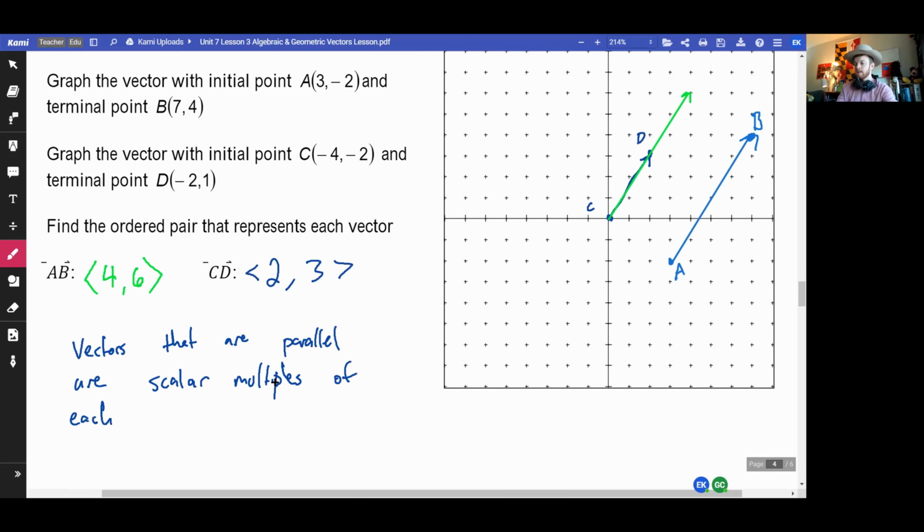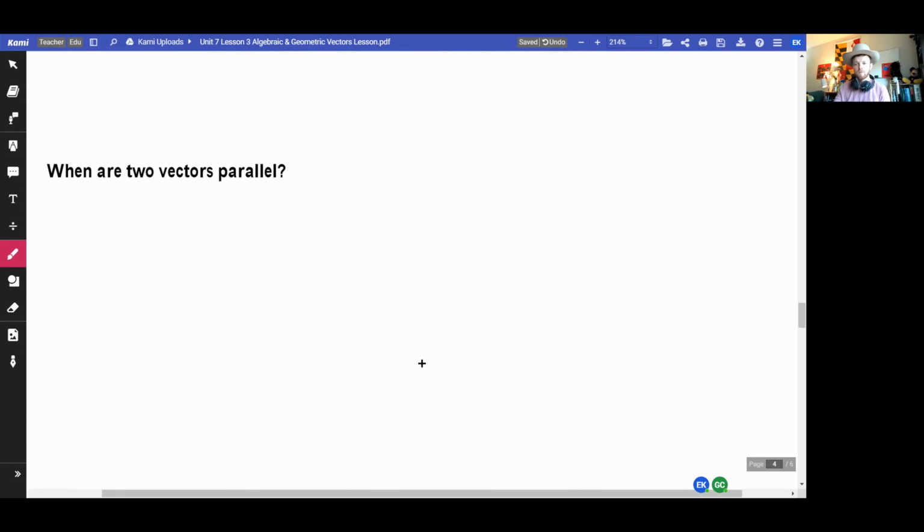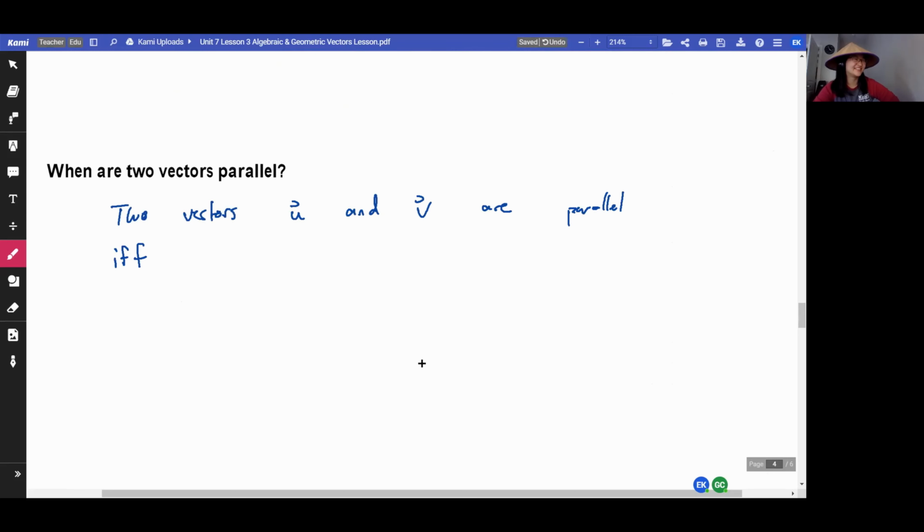And I think we have something we can write. If I scroll down, yours is 4, 6, mine was 2, 3. When are two vectors parallel? Same direction. I'm going to go ahead and say two vectors U and V are parallel, oh, let's get fancy, if and only if U is equal to K times V for K contained in the reals.